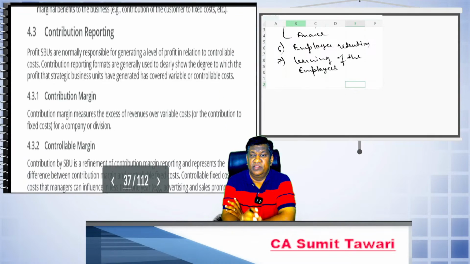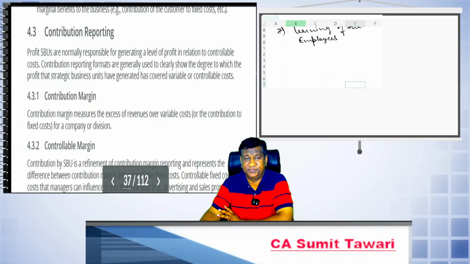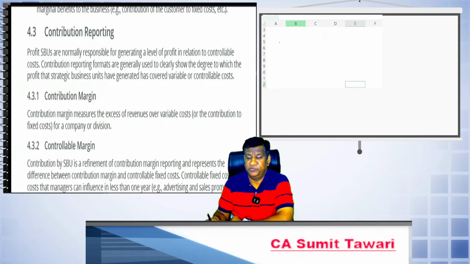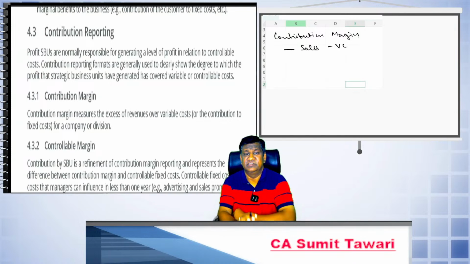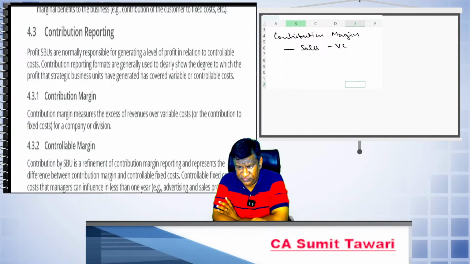Then the contribution reporting. Contribution margin, I hope everyone is aware. What is the contribution margin? Actual sales minus the variable cost. Yeah, sales minus variable cost. Why do we consider the contribution margin as an evaluation criterion, and why can we not consider the gross profit margin?